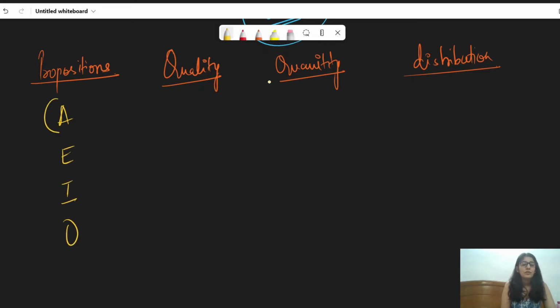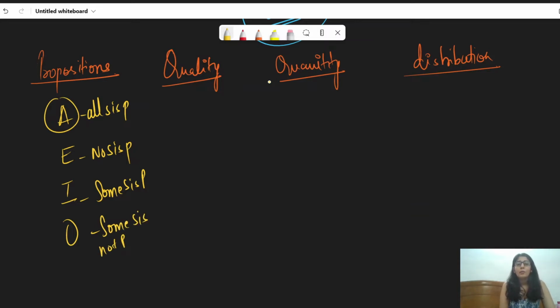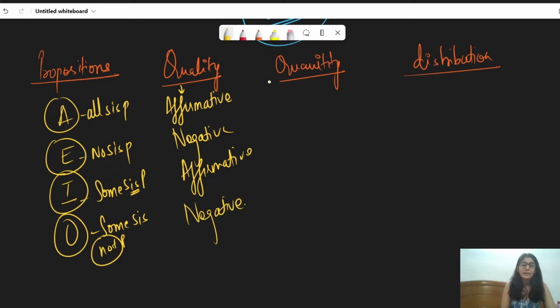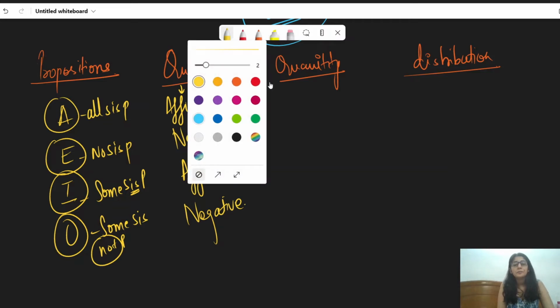First is A proposition: all S is B. No S is B. Some S is B. Some S is not B. So under A proposition, the quality is what? The quality is affirmative, right? Under E proposition, the quality is what? It is negative. Under I proposition, the quality is what? Some S is, it is affirmative. Under O proposition, that is some S is not, what is the quality? It is negative, right? Is this bit clear?